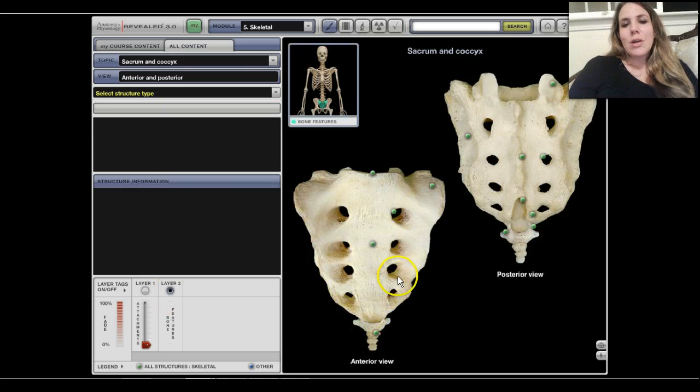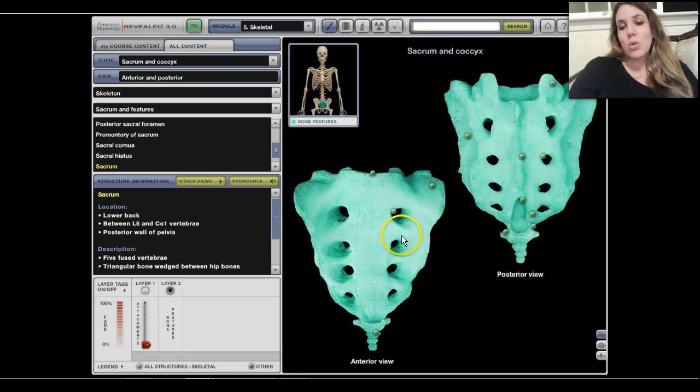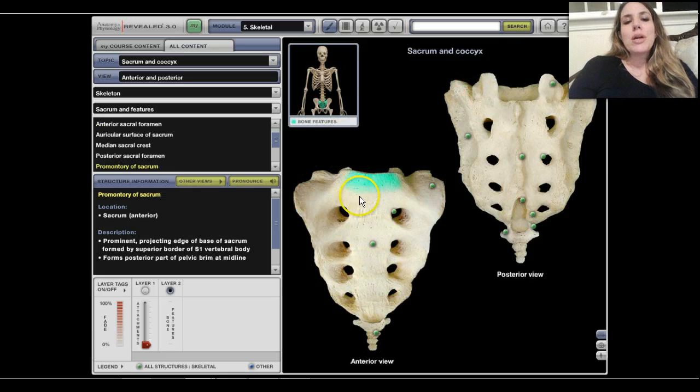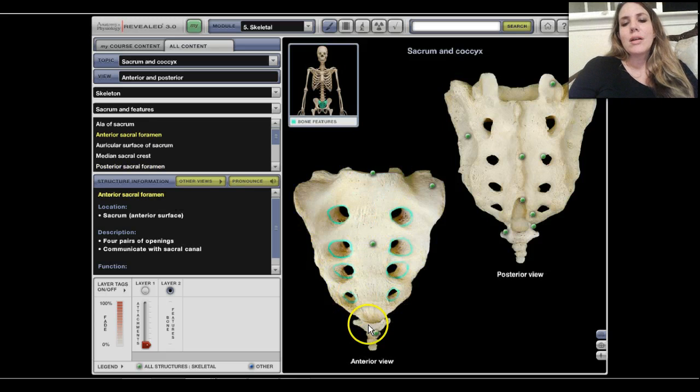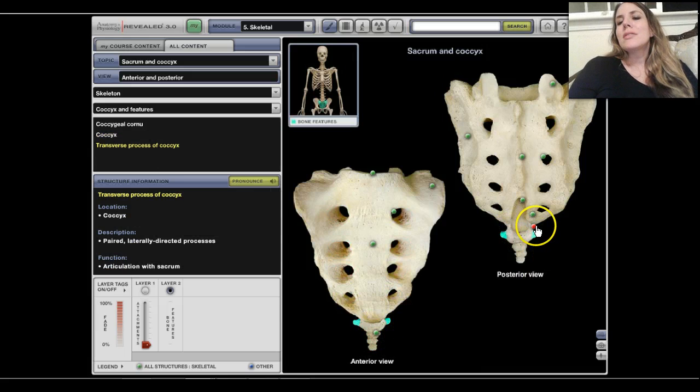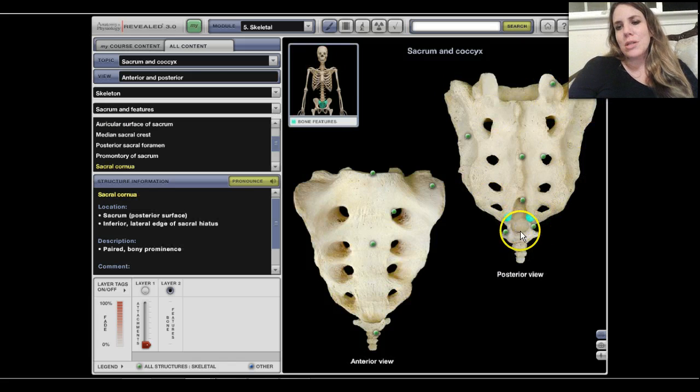I'm going to turn on the tags. What is this? Anterior view of the sacrum, obviously, and here's the whole sacrum. Over here, this is the ala of the sacrum from the anterior side. Here's the ala from the posterior side. This is your promontory of the sacrum and your anterior foramina right there. This obviously is your coccyx. We have a transverse process of your coccyx and a coccygeal cornua. We have little horns coming off the posterior side of your sacrum, and these are your sacral cornua.